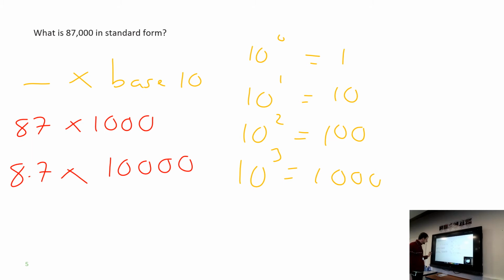So in the first part, we've got a number between 1 and 10, and in the second part, we've got base 10. But then we want to write it in index form. So we've got the 8.7. So 10,000, how do we get 10,000? It's 10 times 10 times 10 times 10. We've got 4 noughts, that helps. So 10 raised to 4. So here, the 4, you say, this is going to be 1 and 4 zeros.